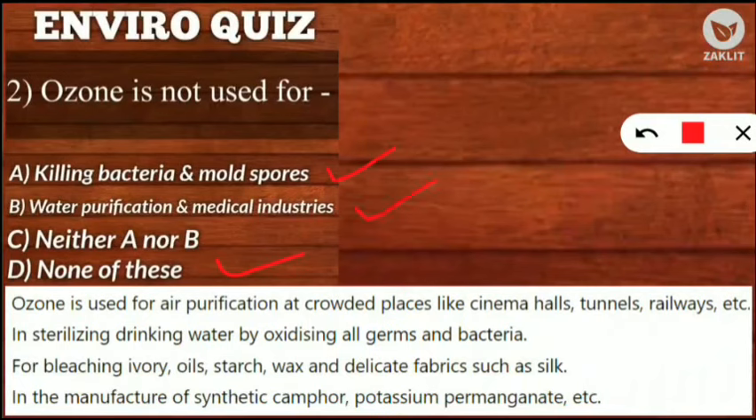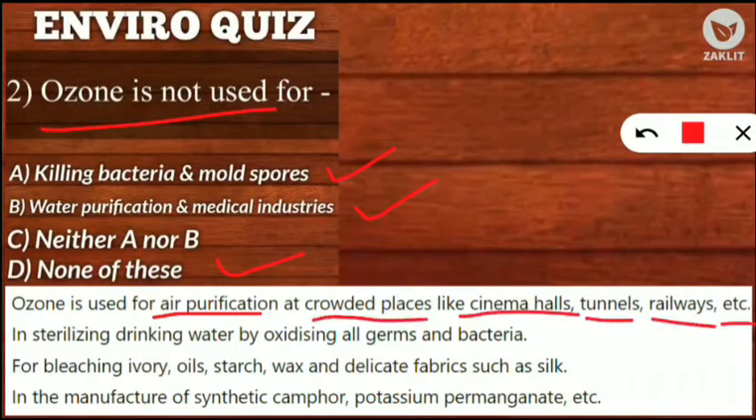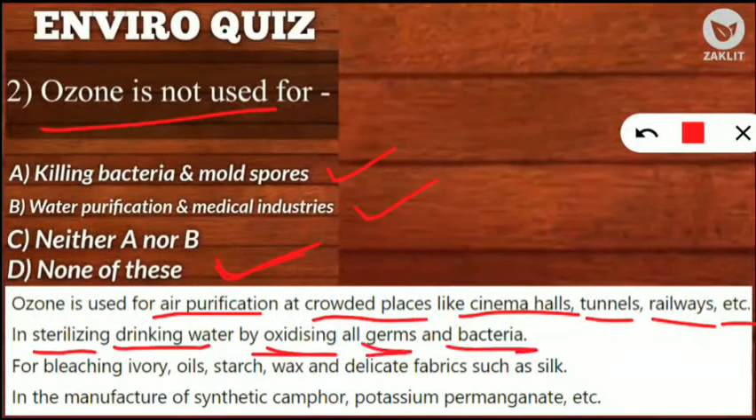That means ozone is used for both these purposes, and some other important purposes for the ozone uses I have listed here. You should note down. It is used for air purification at crowded places like cinema halls, tunnels, railway, etc. Ozone is harmful, but it is also used for the air purification. So these things you should note down, very interesting. And it is also used for sterilizing drinking water, that is water purification, by oxidizing all the germs and bacteria. That is the ozone purification technique in the water filters we are also having.